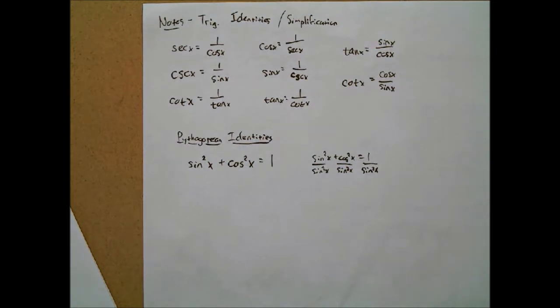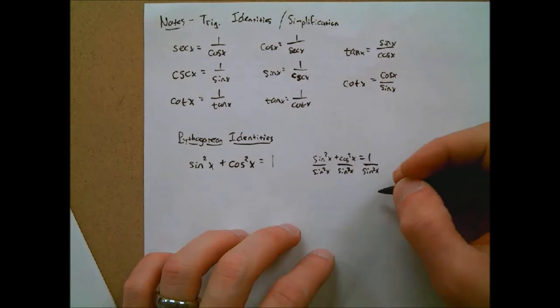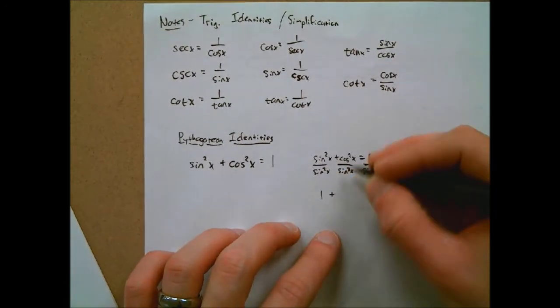Now, technically, sine squared of x could be 0 here. So I guess we are assuming that sine won't be 0 here. Actually, never mind. We'll still have the same domain restriction anyway. Okay, what's sine squared divided by sine squared? 1. Cosine squared divided by sine squared is the same as saying what?